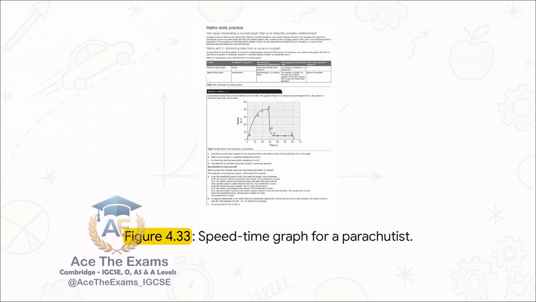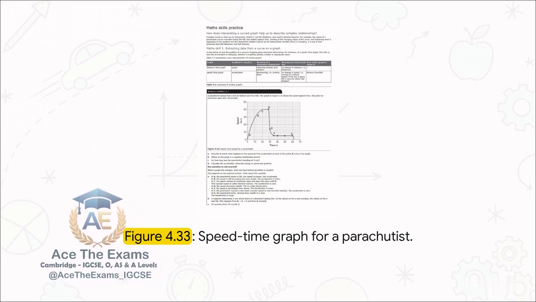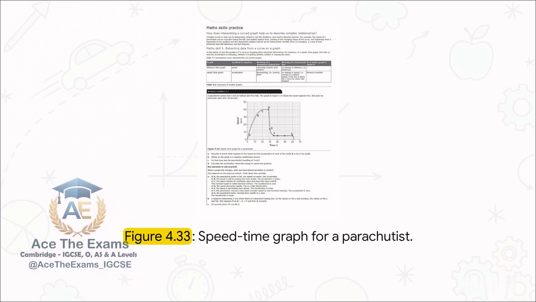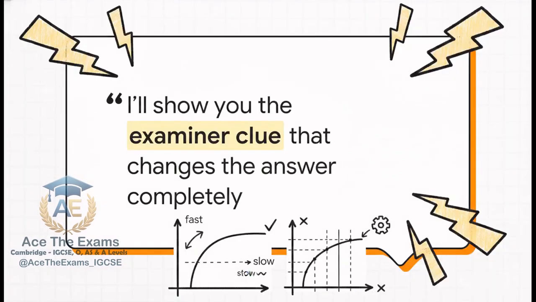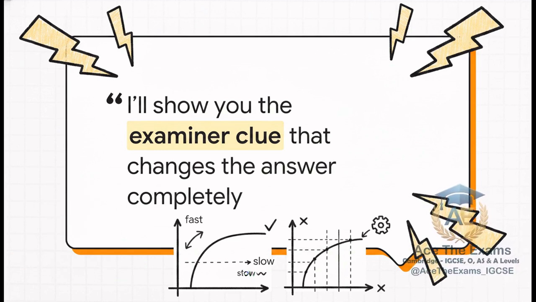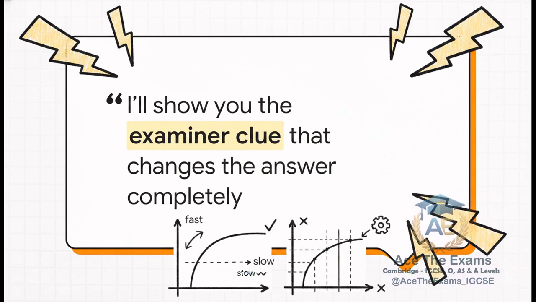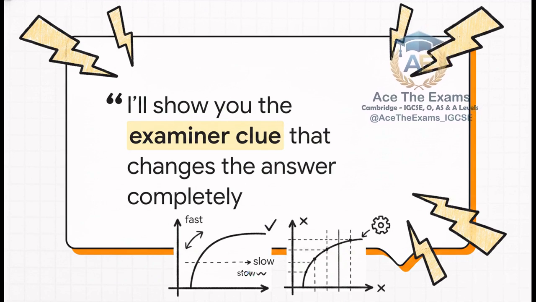Okay, let's see how this builds by diving into a real Cambridge-style example. We're looking at a pretty complex parachutist case study, where speed is plotted against time during a free fall. This curve is packed with different data points, from A all the way down to G. The gradient is constantly shifting, which tells us that the acceleration is constantly shifting too. In a moment, I'll show you the examiner clue that changes the answer completely. But first, you need the framework that makes that clue obvious. Because if you just look at this curve and casually say, she goes fast then goes slow, you are leaving guaranteed marks on the table.